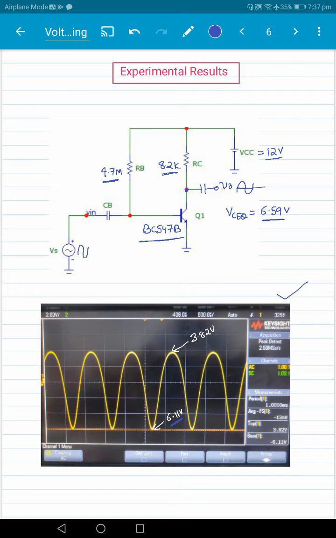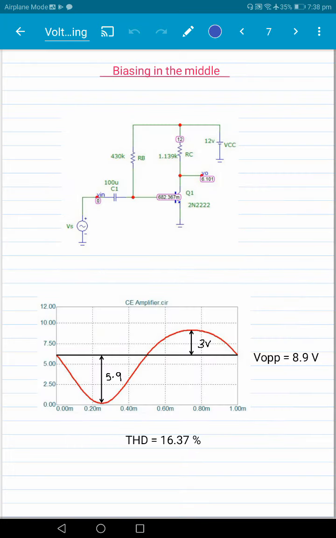So with this common emitter amplifier, if you try to get a high output voltage swing, you get a lot of distortion, and there is no meaning in talking about a swing unless you specify how much distortion you are getting. So let's come back to simulation. When we try to get the maximum swing and we reach the edge of the saturation region, we are able to get only 8.9 volts if we bias it in the middle. 6.11 is the biasing in the middle here, and the total harmonic distortion is 16.37, which is a very high distortion. 3 volt positive peak and 5.9 negative peak is a very, very high distortion.